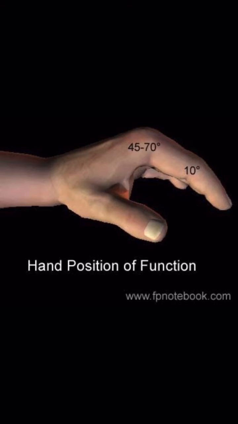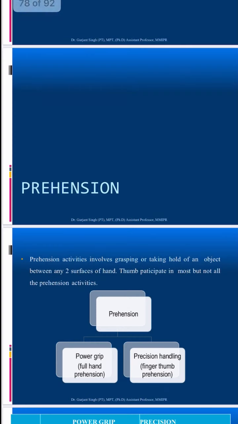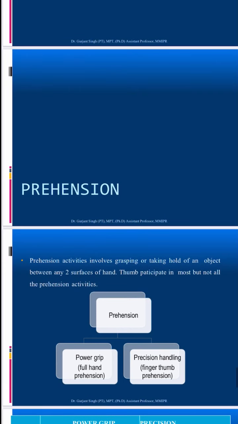And in the thumb, the carpometacarpal joint is partially abducted and opposed, the metacarpophalangeal joint is flexed 10 degrees and the interphalangeal joint is flexed to 5 degrees. One of the important functions of the hand includes prehension.